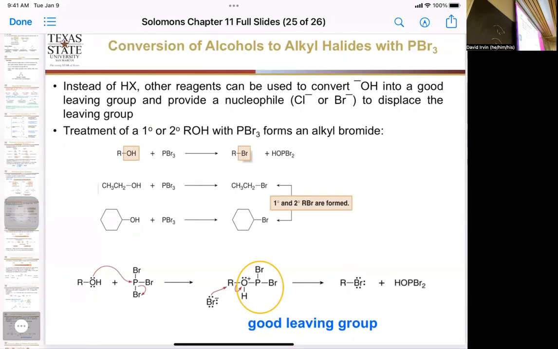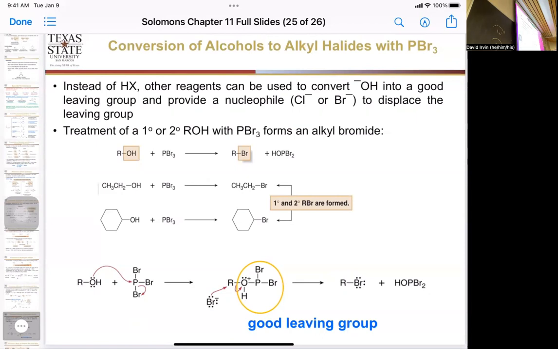In fact, it'll do it multiple times, and we'll end up with phosphoric acid out of it. We can actually transfer all 3 of these bromines off, so we don't have to use an excess of them. So this works on primary and secondary alcohols for the exact same reason.